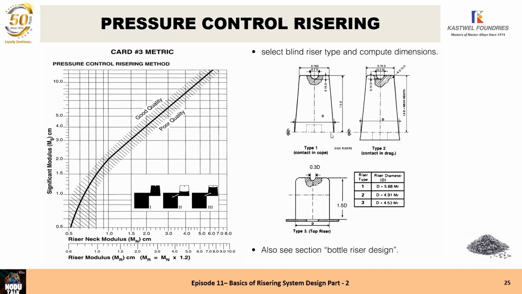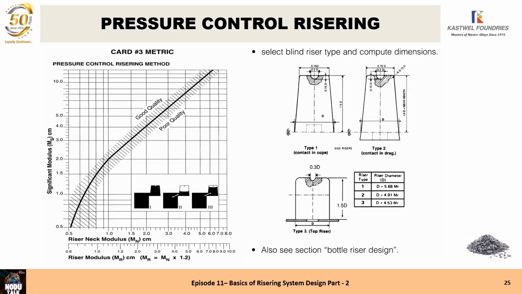Cope on the top, drag at the bottom. In type 2, the riser neck is at the bottom, in the drag of the mold. So type 1 is riser neck in the cope, type 2 is riser neck in the drag. Or you can have a combination of part of the neck in the cope and part of the neck in the drag. In both these cases, you use type 2.